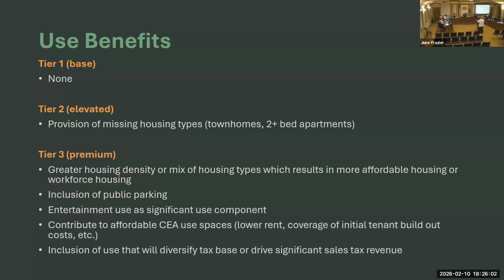And then Tier 3 is where you're getting into the benefit when you actually create affordable or workforce housing. So rather than just providing that mix of market rate, when you actually get affordable, that goes into Tier 3. Inclusion of public parking, I think, is another one, so as much as we can facilitate shared parking. Entertainment use as a significant component. Contributing to affordable consumer CEA, our consumer emphasis area uses.